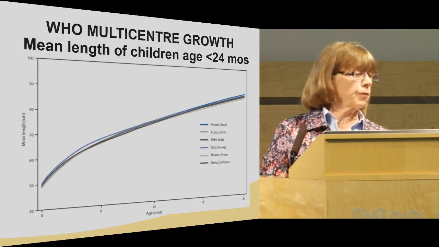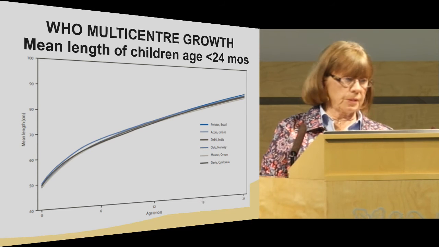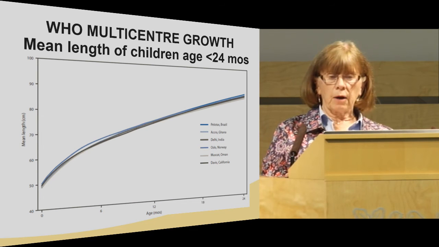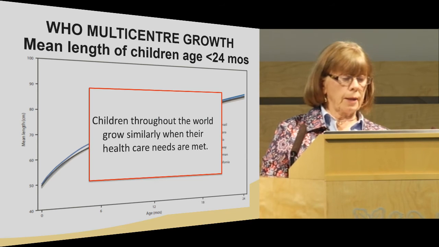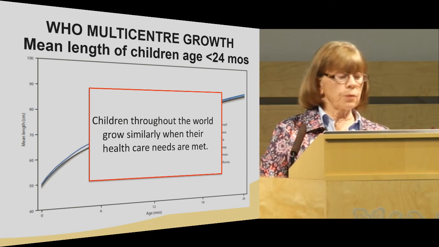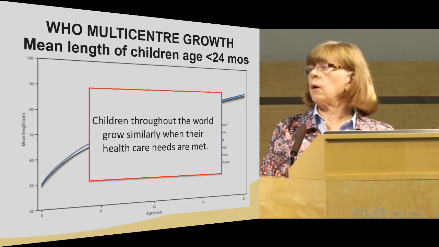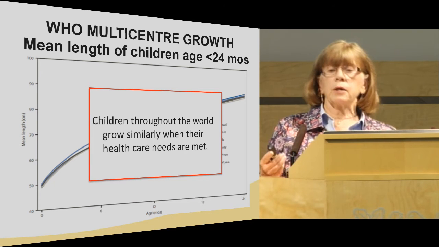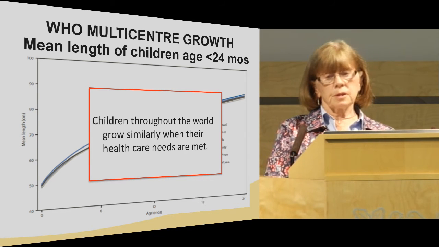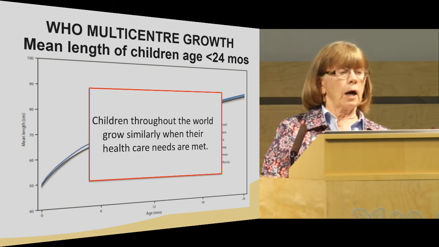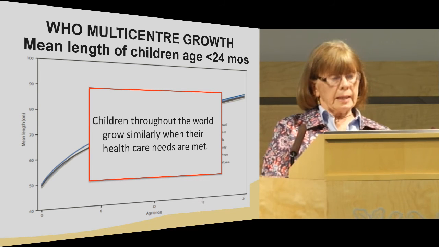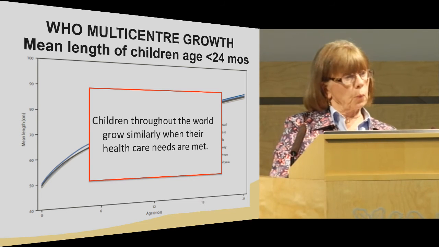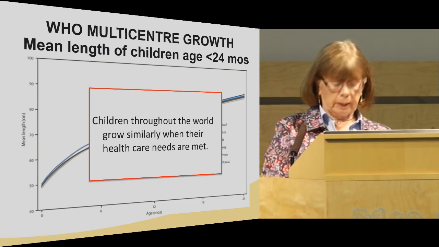And we see that during the first 2 years of life, there's no difference in their linear growth. So despite very different countries, very different heritages, they grew the same way. So we learn that children throughout the world grow similarly when their health needs are met. Therefore, there are something like 150 or 180 or so countries that have adopted the WHO growth standards. These are different from growth references. This is how children should grow under optimal conditions, and this is what we use to look at early growth in children.